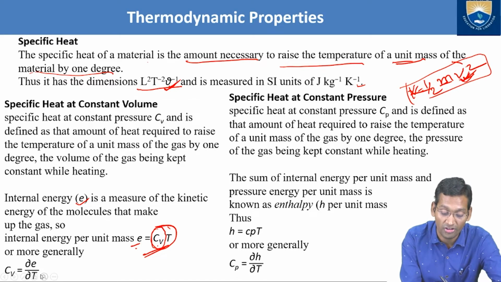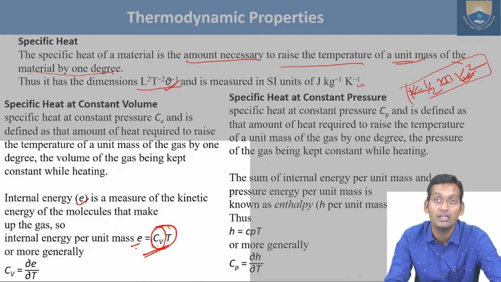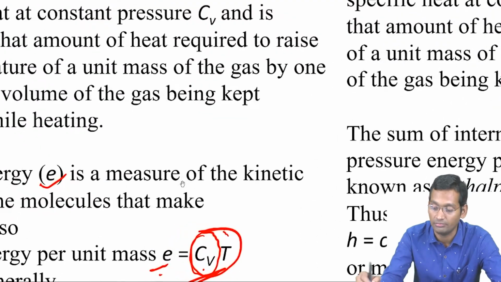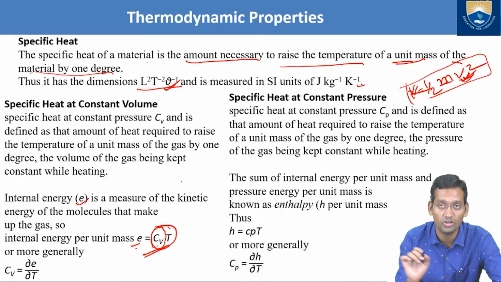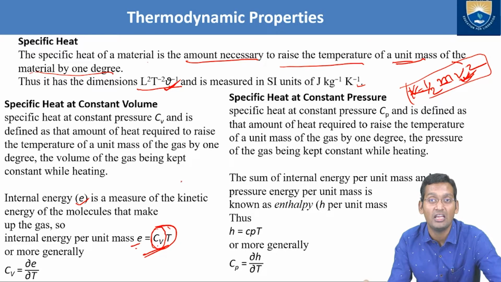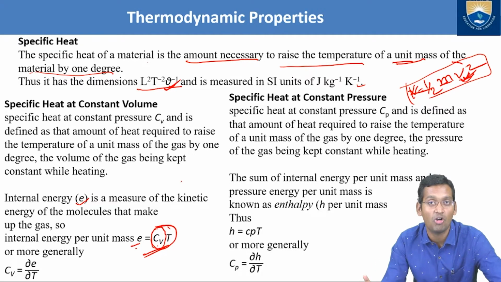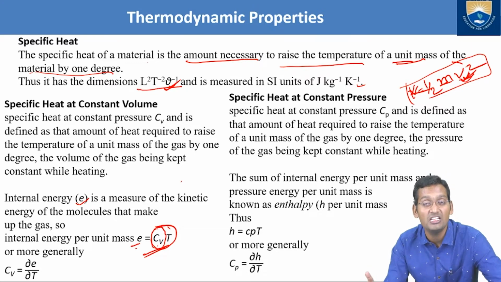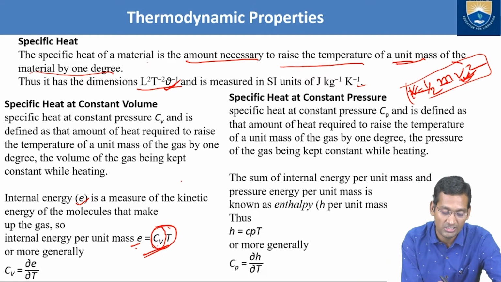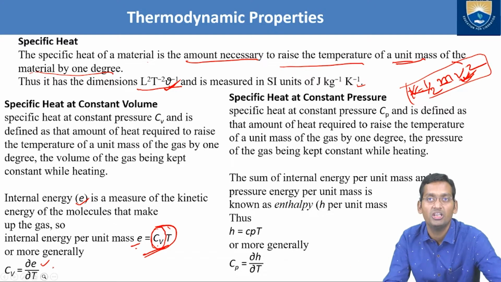It is not the rate of change of internal energy here. This T is temperature, not time. So don't confuse temperature and time. When we write capital T, that is the temperature; small t is the time. So delta T is not the rate here. If it were delta small t, then it would be the rate. Here it is the change in temperature. So the change in internal energy divided by the change in temperature is Cv.